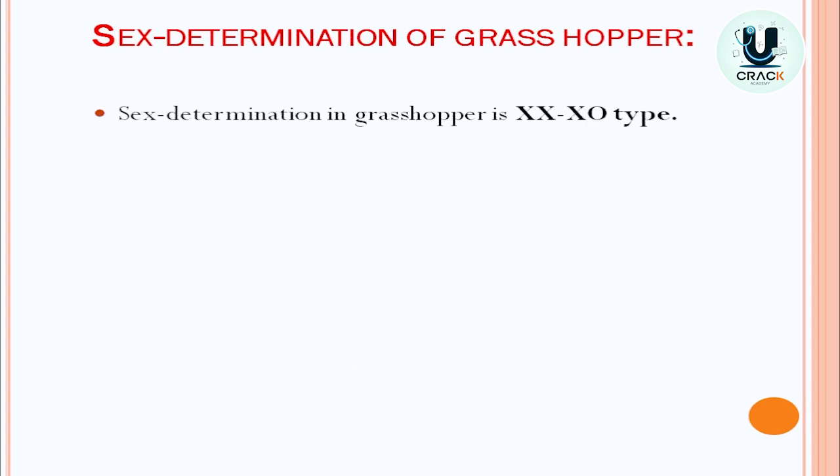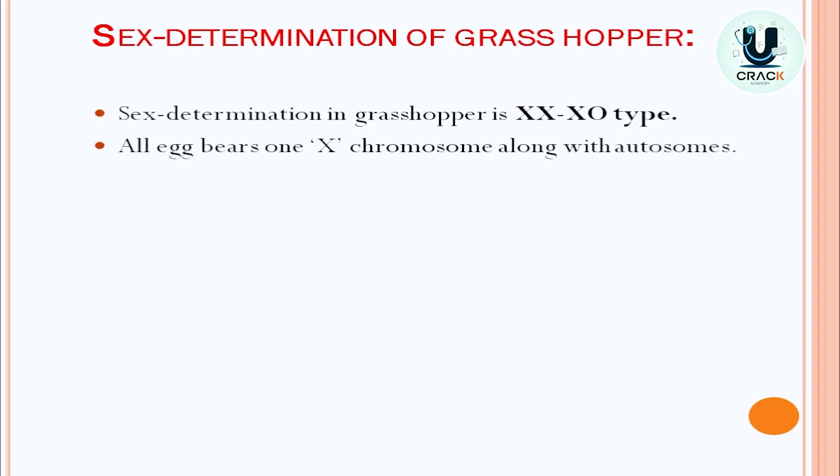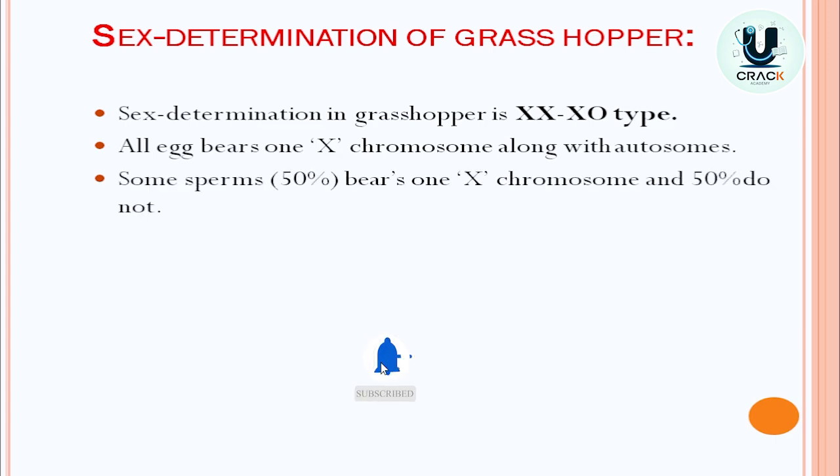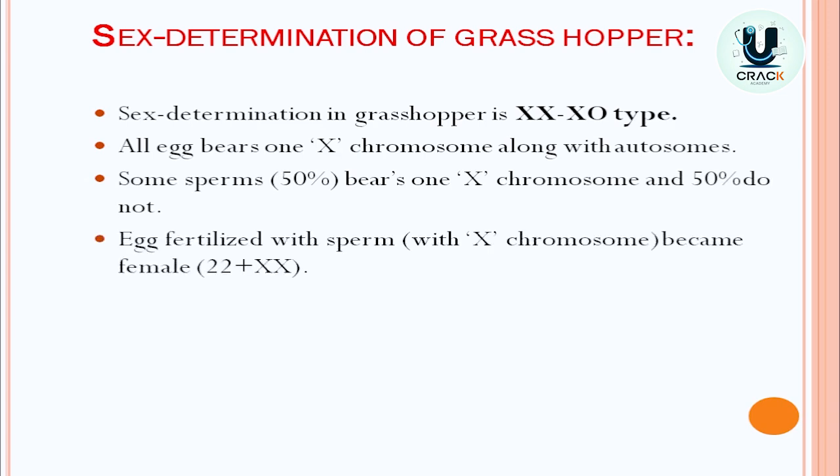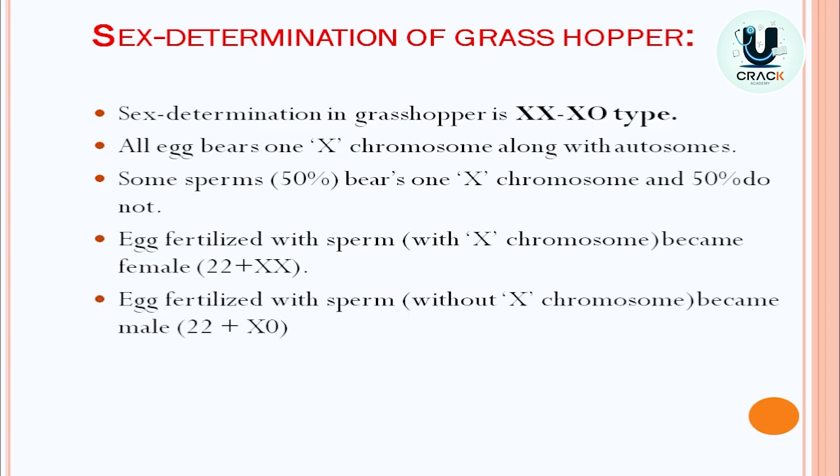This is the XX minus XO type. But here also, all chromosomes other than X are autosomes. 50% of the gametes carry the X chromosome, 50% do not. An egg fertilized with a sperm carrying X becomes female, 22 plus XX. An egg fertilized with a sperm without the X chromosome becomes male, 22 plus XO.